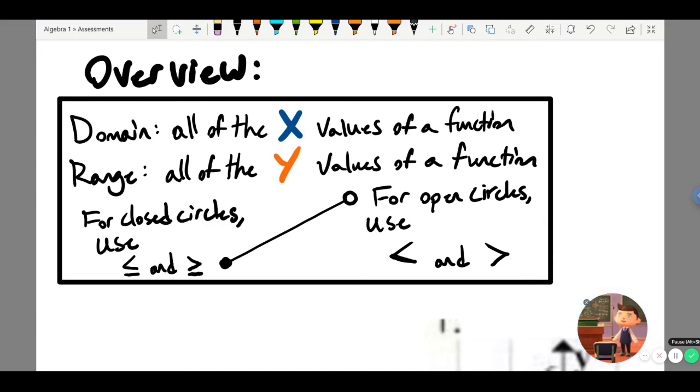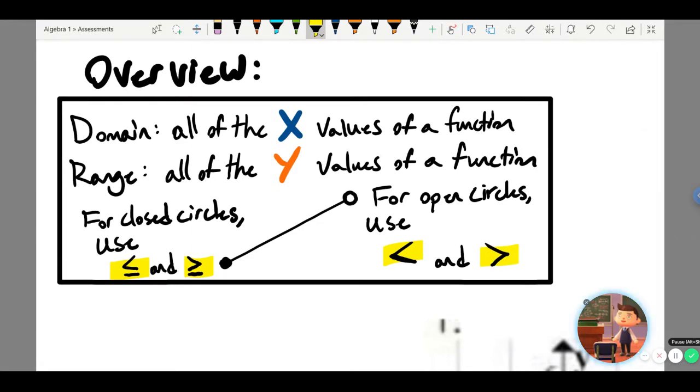All right, hey guys. For today's video, we're going to be looking at domain and range from a couple of different types of functions on a graph. This won't be like a set of coordinates or anything discrete like that. So we're going to be looking at continuous functions and finding their domain and range using interval notation, which uses the symbols that we've been using: less than or equal to, greater than or equal to, less than, and greater than.